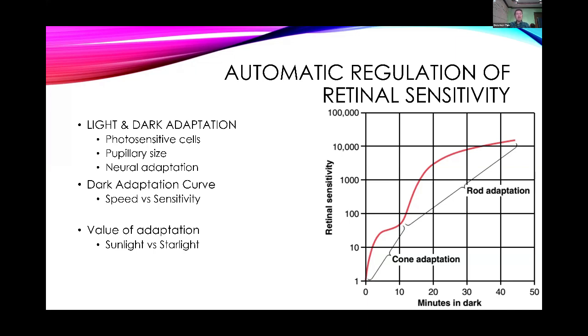So what do you think is the value of adaptation? Whether we are in a bright sunlight, in a midnight sun, never-ending summer, sunlight, very important. You have your color vision. You appreciate the trees. You appreciate the Arctic Ocean. You appreciate each and every view.